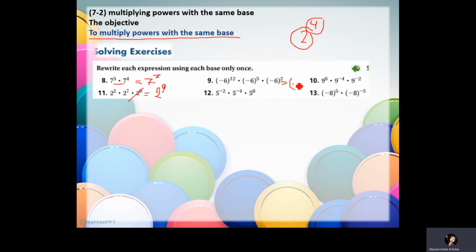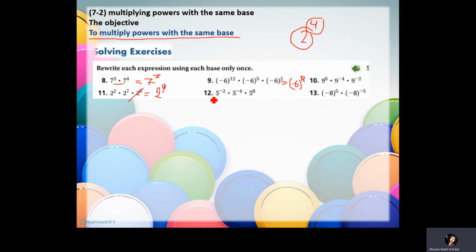This one, again, all of them same base. I'm going to add the powers. 12 plus 5, it's what? It's 17. 17 plus 2, it's 19. So negative 6 to the power 19.